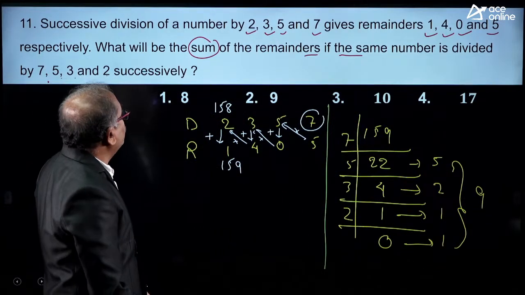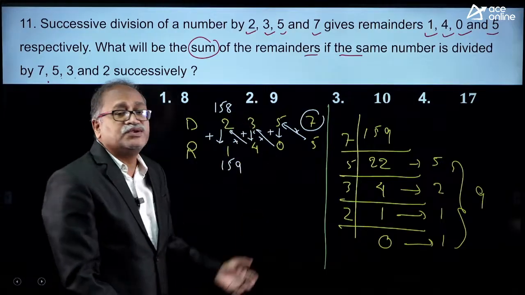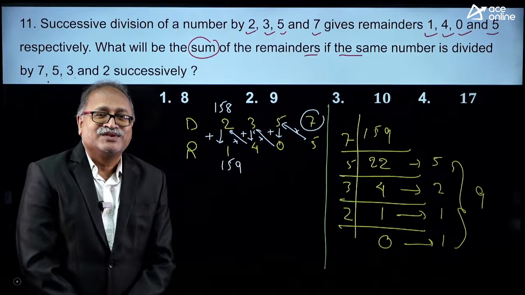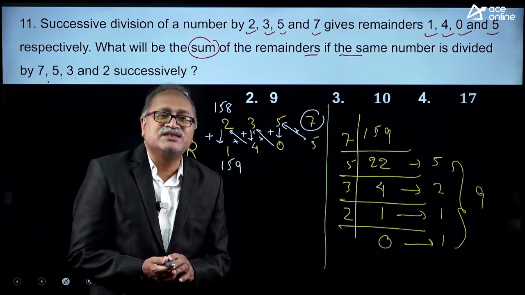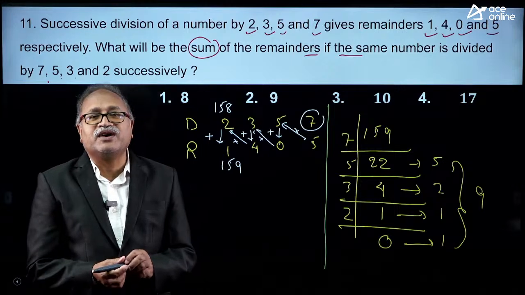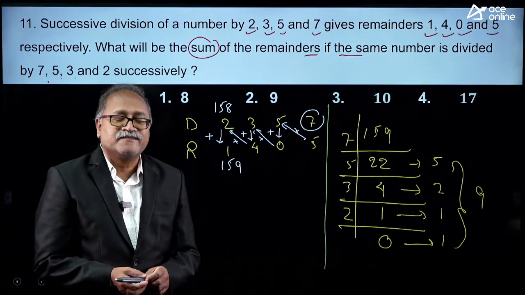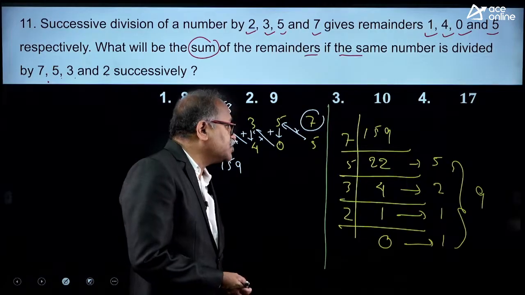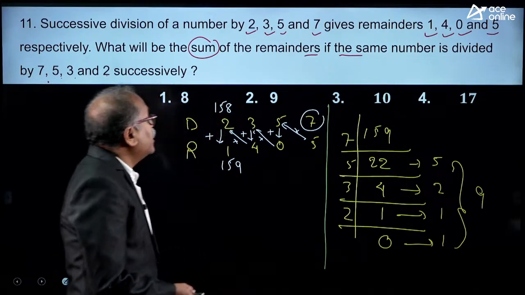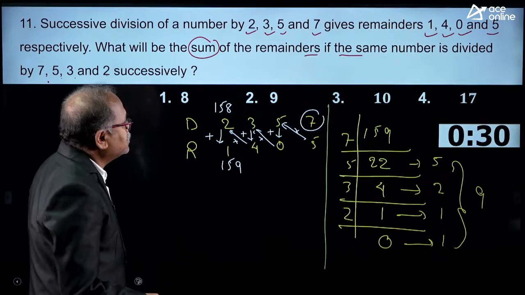Do we have 9 anywhere in the options? Option choice 2. So if you know the concept of successive division, you will definitely be able to answer this question in the least possible time. Come on, my dear friends, this is the last question of your class, and it is this.